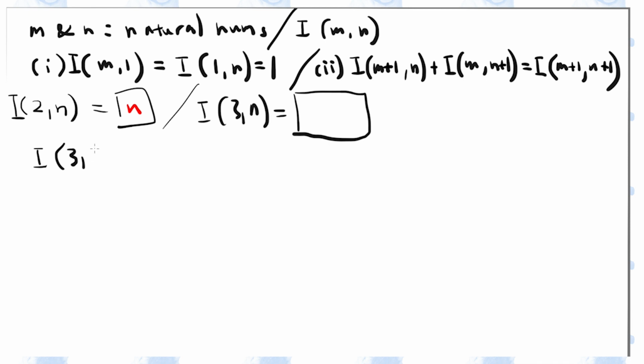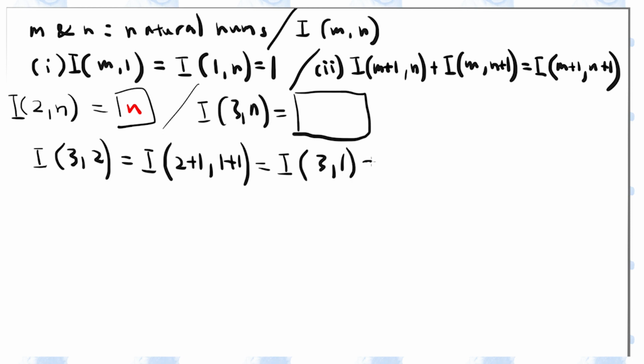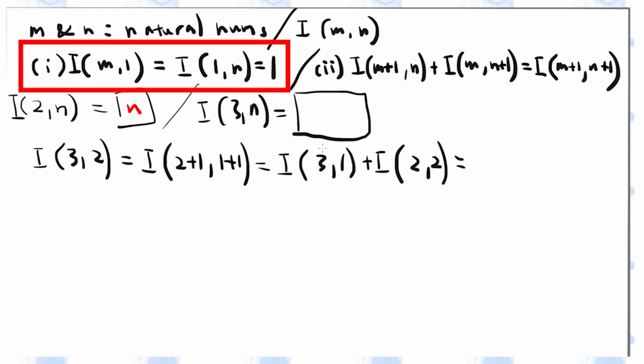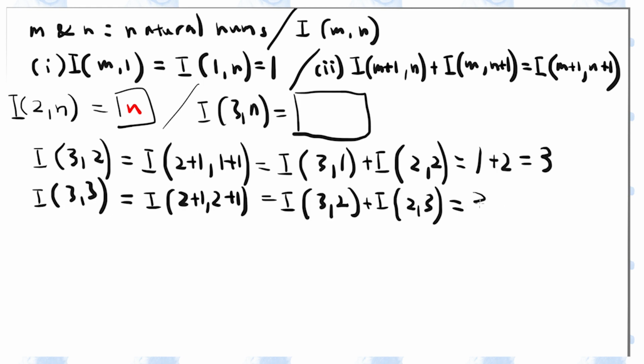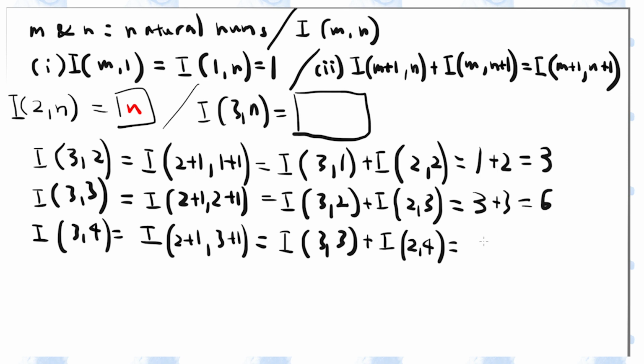So let's consider I of 3, 2. That is 2 plus 1, 1 plus 1. I of 3, 1 plus I of 2, 2. From the first rule, we know that this is 1, and from the previous part, we know that 2, 2 is 2. So 3, 2 is 3. How about 3, 3? 3, 2 is 3, and 2, 3 is 3. So this is 6. 3, 3 is 6, and 2, 4 is 4.